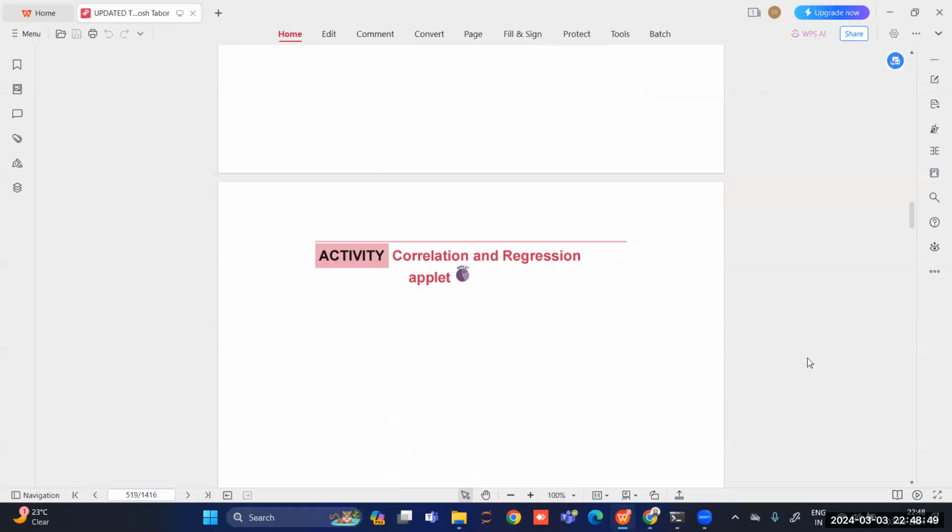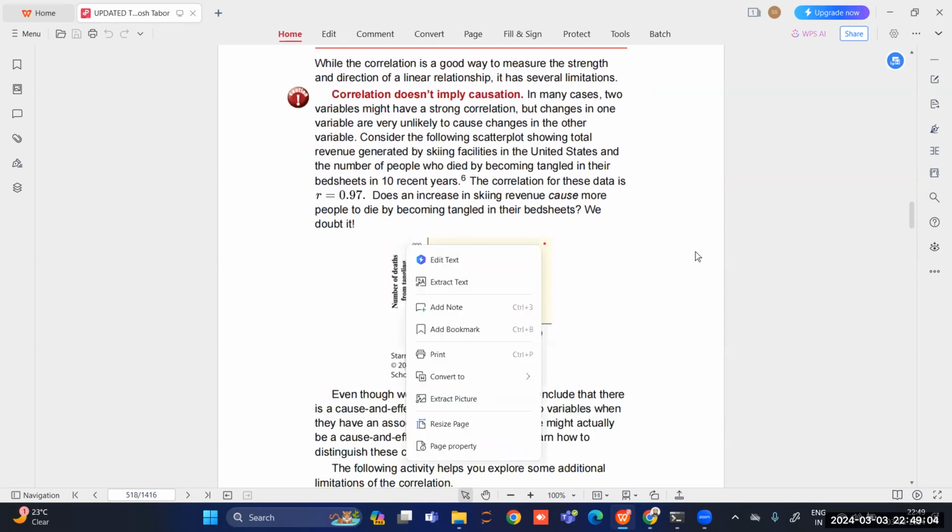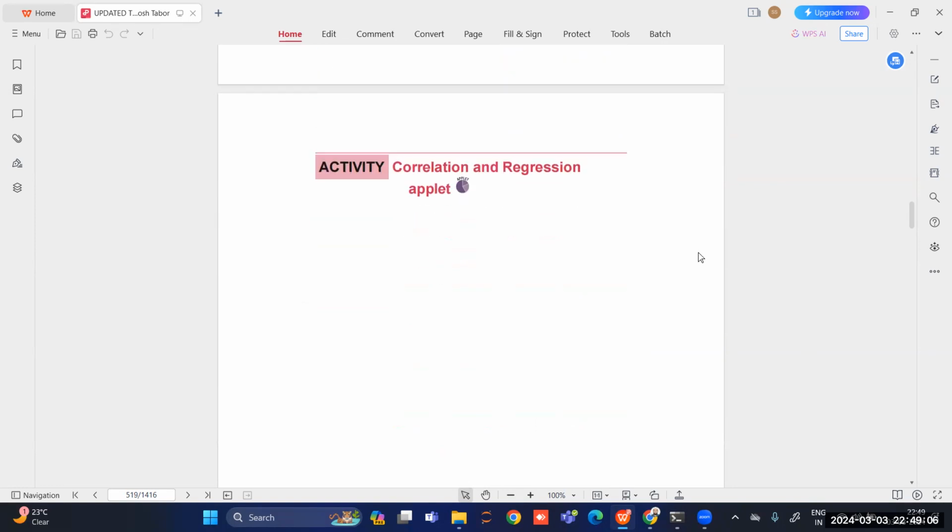Okay, so we'll move further. There could also be a surplus of deaths, correct? Yes, it can be a surplus. There can be more deaths. So it is dependent upon the natural phenomena. We cannot conclude that if skiing revenue is more, the number of deaths will be more. So this was the thing that we have to be cautious about.